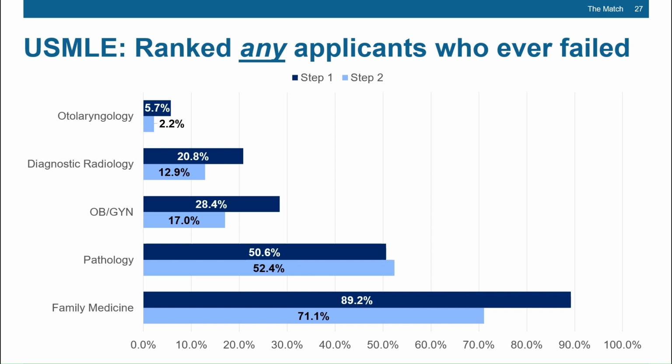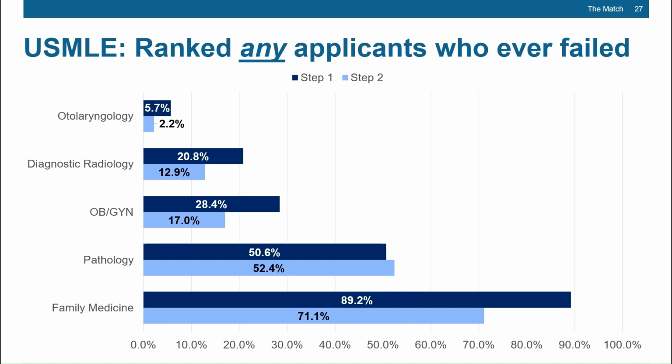The middle characteristic we'll focus on today is USMLE, for which we examine the percentage of programs that ranked any applicants who ever failed Step 1 or Step 2 CK, as well as an overall assessment of Step 2 CK scores. This bar chart shows the percentage of programs in each specialty that ranked at least one applicant who ever failed USMLE Step 1 or Step 2 CK exams.